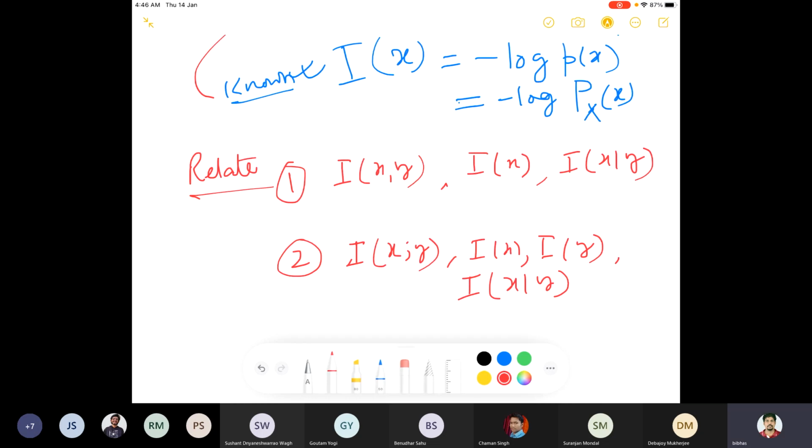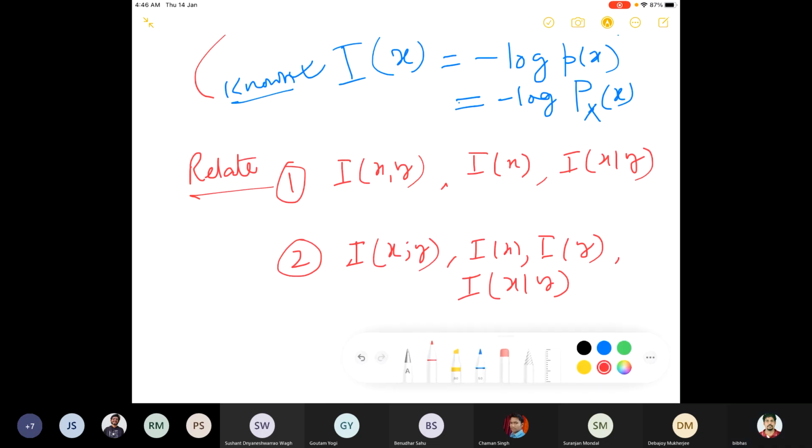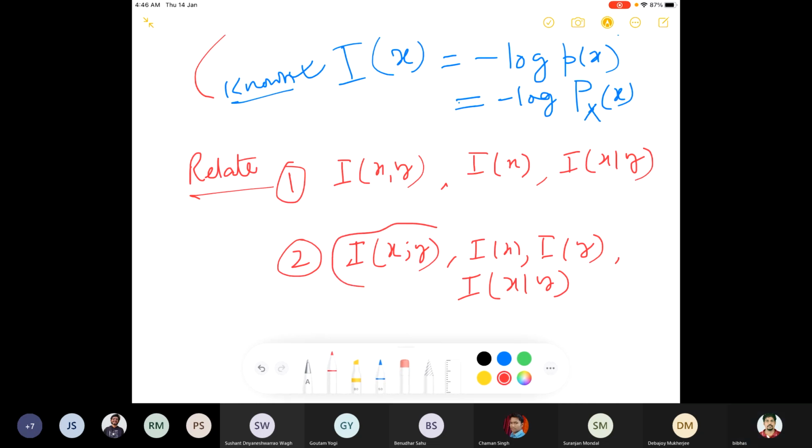You think about that. So here, the notation: this is X semicolon Y, and this is X comma Y. That means this is self-information and this is mutual information. It is a notational difference. Everything is the same except this comma and semicolon.